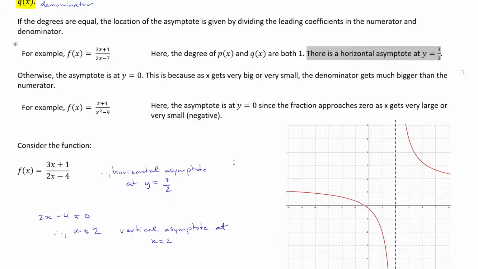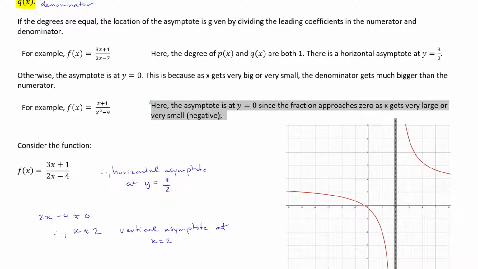Otherwise, the asymptote is at y is equal to 0. This is because as x gets very big or very small, the denominator gets much bigger. So in this case, the degree of the denominator is greater than the degree of the numerator. That means that as x gets really, really big, this denominator grows much larger, because it's squared, than the numerator. Something with a very, very big denominator is pretty close to 0. So here, the asymptote is at y is equal to 0 since the fraction approaches 0 as x gets very large or very negative.